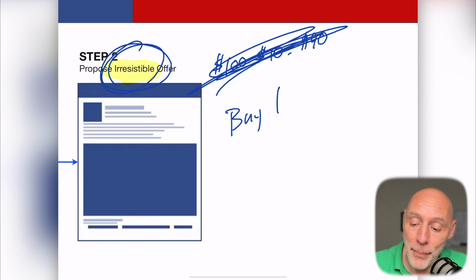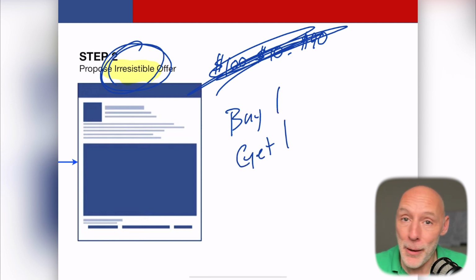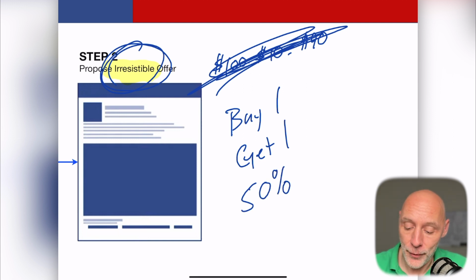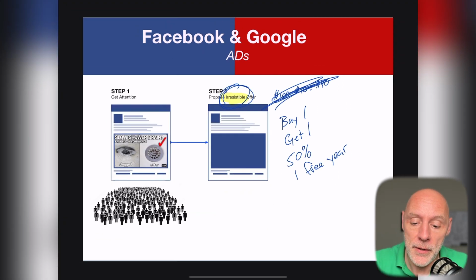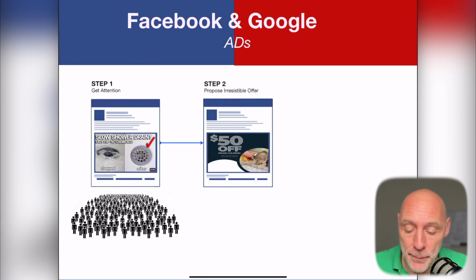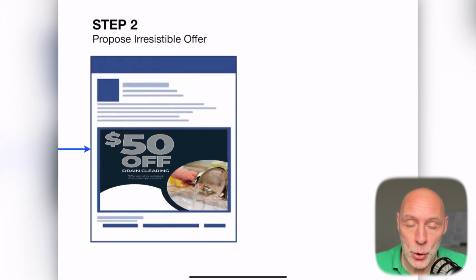Irresistible is buy one, get one. BOGO, baby. 50% off. 1 free year. I remember when I first signed up for Apple TV, I think I got a free year, right? I bought a phone and got a free year of Apple TV. I mean, that's pretty damn irresistible. I wouldn't buy the phone just for Apple TV, but the fact they gave me Apple TV for a year, that was pretty irresistible. Step 2 has to be irresistible. So using our plumbers for an example, let's say we do $50 off.